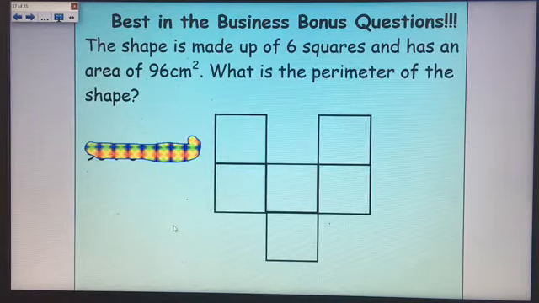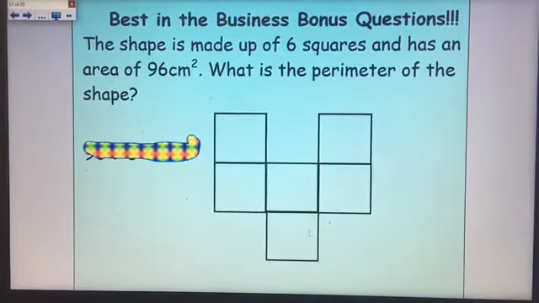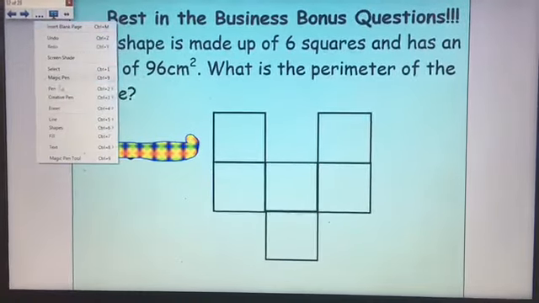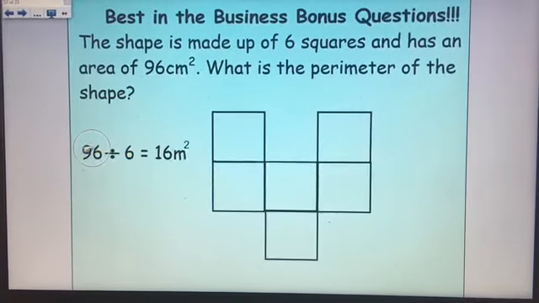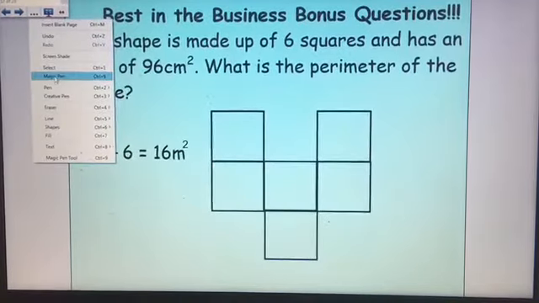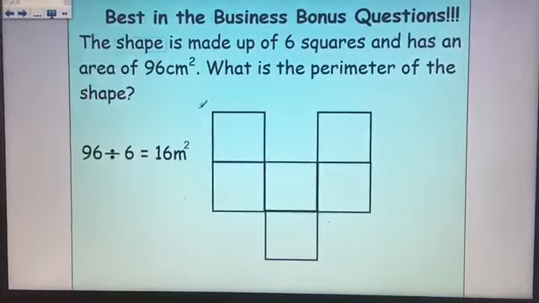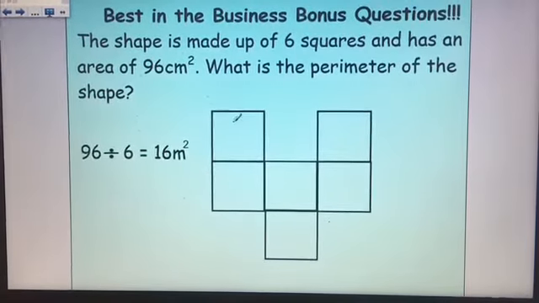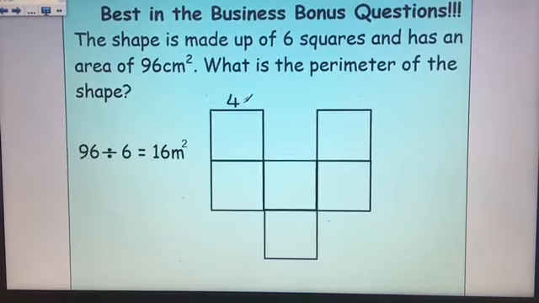So we know the whole big shape's got an area of 96 centimeters squared. Let's count how many small squares make up that 96 centimeters squared. 1, 2, 3, 4, 5, 6. So let's find out the area of one of those squares. Hopefully you've worked out the area of one of these little squares is 16. So if one of those little squares is 16 centimeters squared, hopefully you'd work out that each side is 4 centimeters. I'm going to have a go at using the pen now.